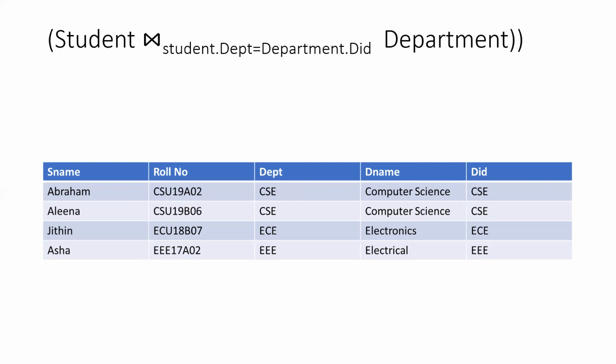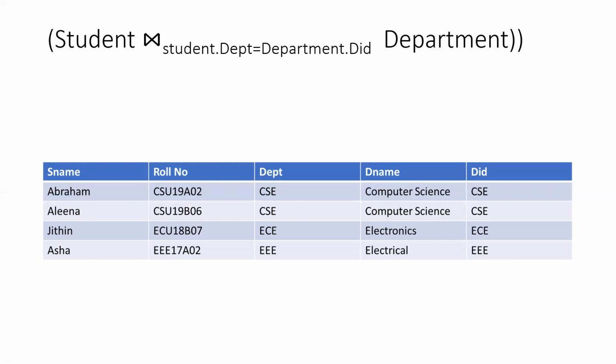Here, this is the result of student join department. There are 4 tuples with 5 attributes, right? S name, roll number, department, these 3 attributes are from the student relation, and the last 2 attributes, D name and DID, are from the department relation. Actually, department and DID represent the same attribute. This DID is a superfluous attribute. The second attribute, DID, is unnecessary, so we can avoid it by applying natural join.